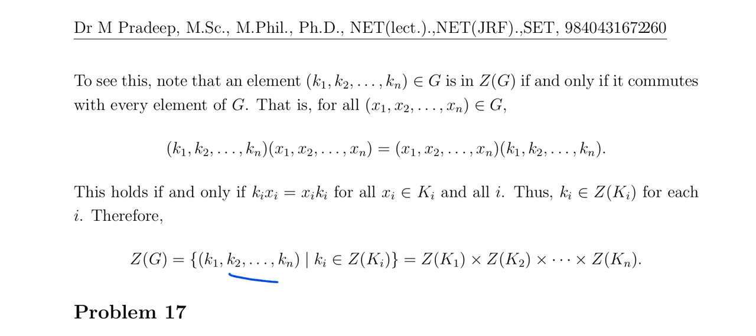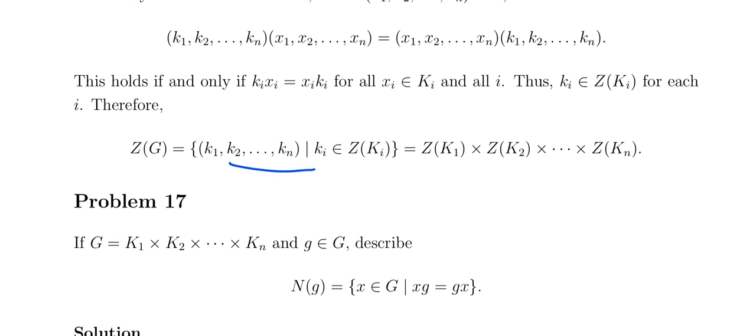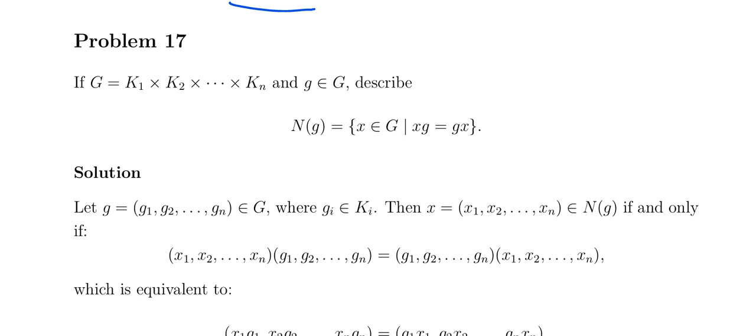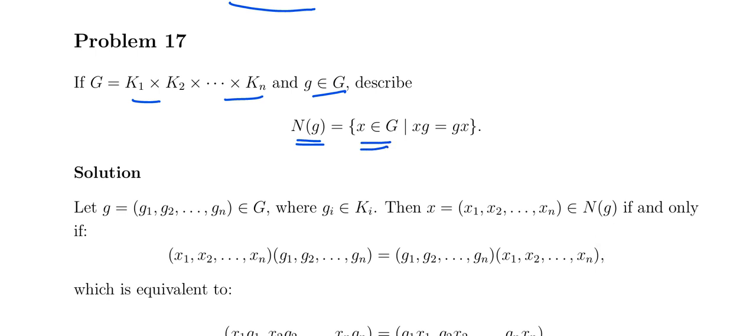So the Z(G) we can express like this: the collection of (k1, k2, ..., kn) with ki in Z(Ki), that is the direct product of Z(k1), Z(k2), Z(kn). Same way, when G is expressed as the direct product of k1, k2, kn, the center of G is the collection of n-tuples in G that satisfy the condition xg equals gx, that is the normalizer group.